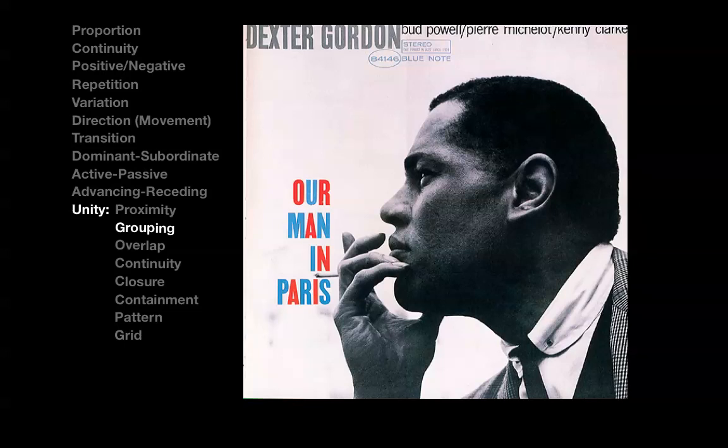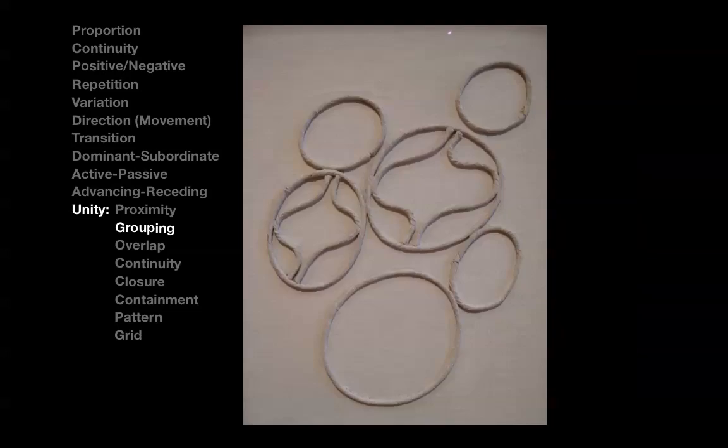Grouping can also be seen at the very top of Our Man in Paris, with the arrangement of the featured artist's name, the rest of the ensemble, the issue number, and the company name. This assemblage is a clear example of grouping and repetition in the creation of unity.